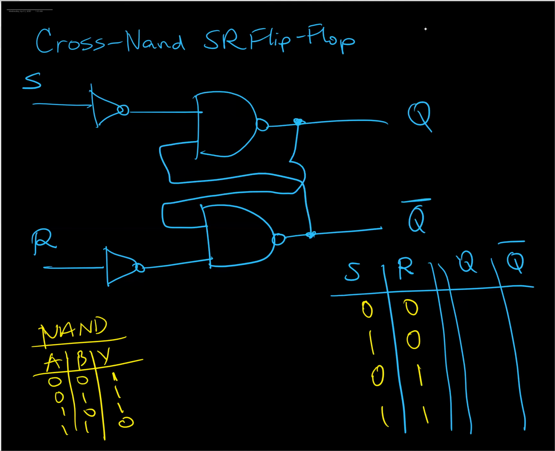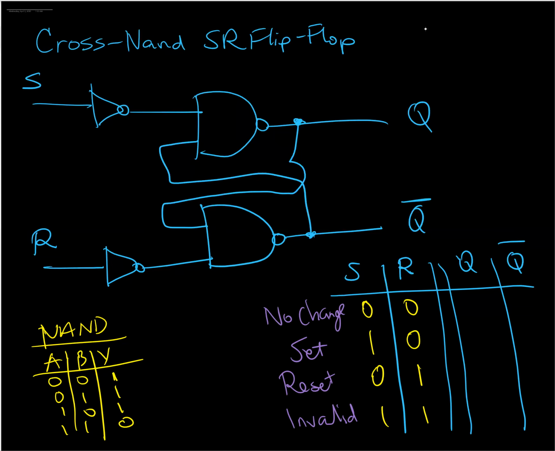And again, just like with the Cross-NOR, this is going to be a no change state. This is going to be a set state. This is going to be a reset state. And this is going to be an invalid, illegal, not used state, right? Now we're expecting to see the same outputs here. So actually, let's do them one at a time, and then we'll put them in the table.